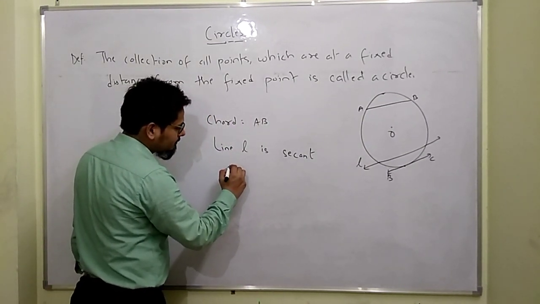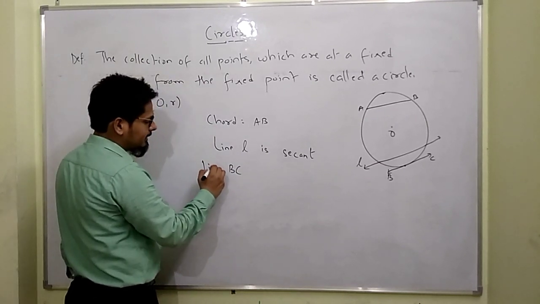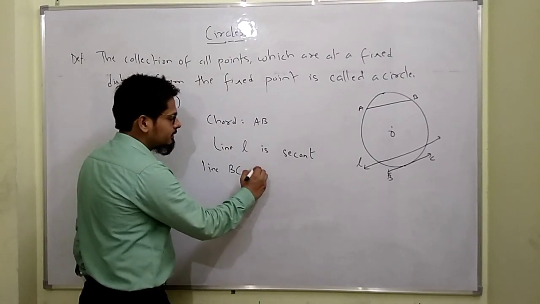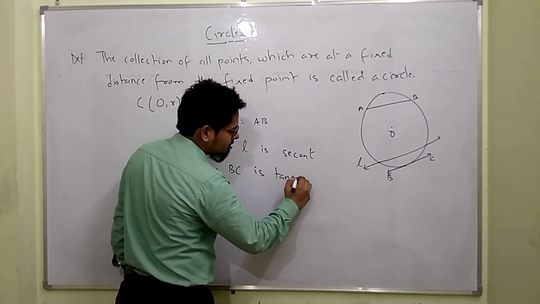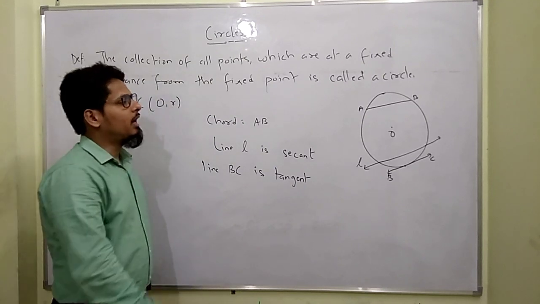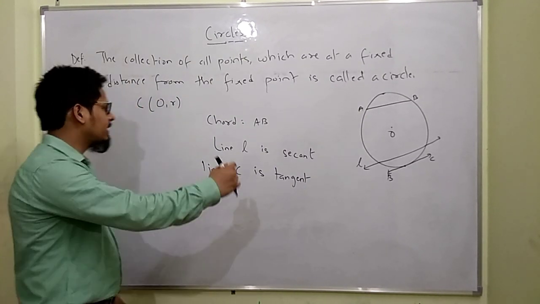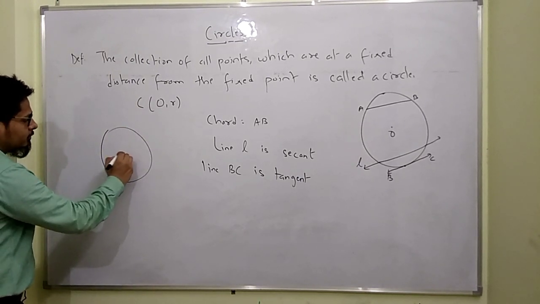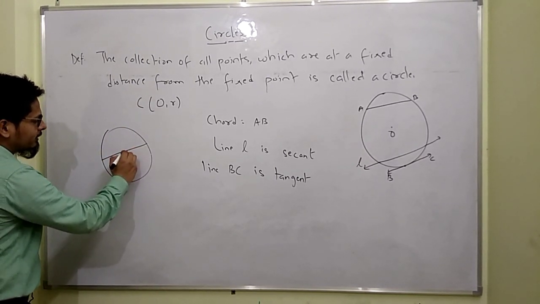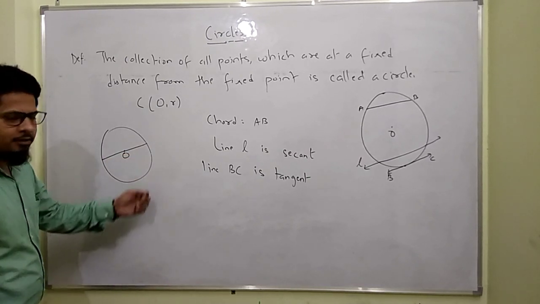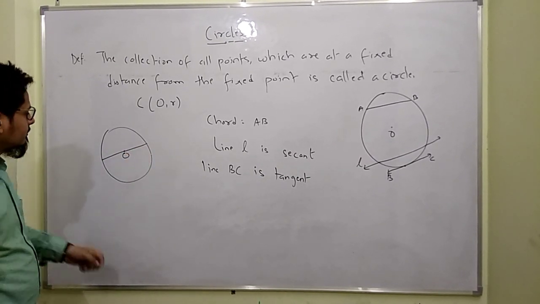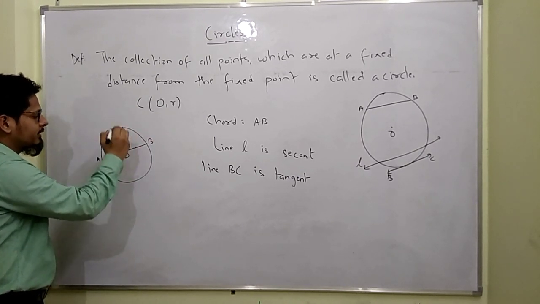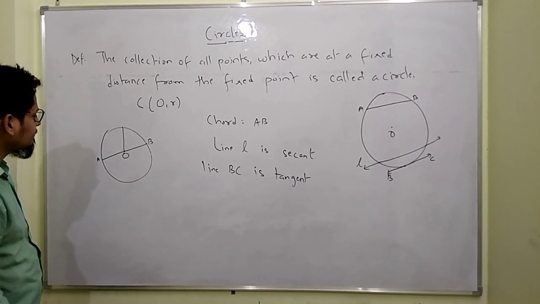So line BC is a tangent. Clear? After this, I am drawing the next figure, in which I explain a few more terms. If a chord passes through the center, it is called a diameter. It is diameter AB. This is the radius. Clear?